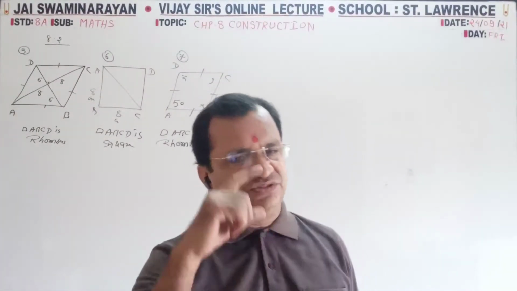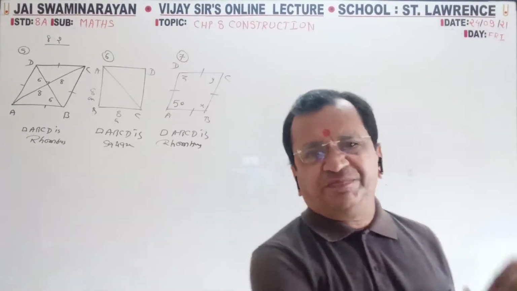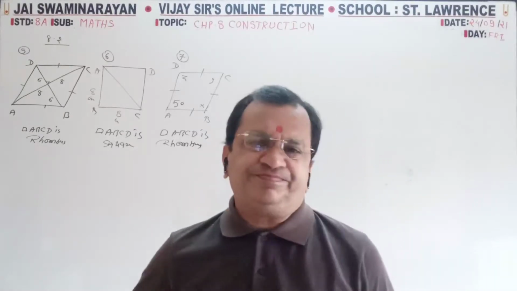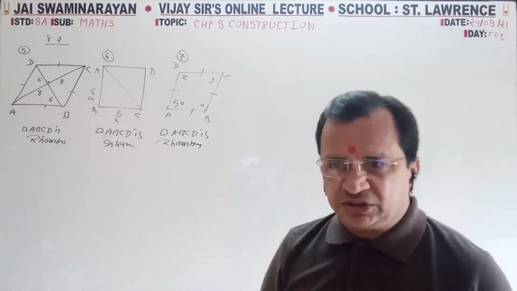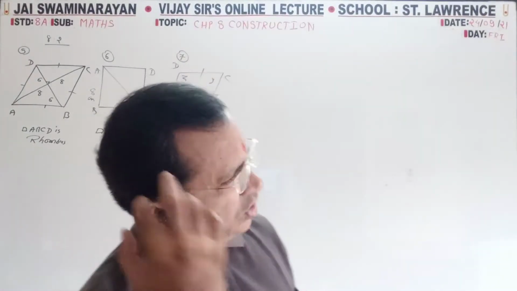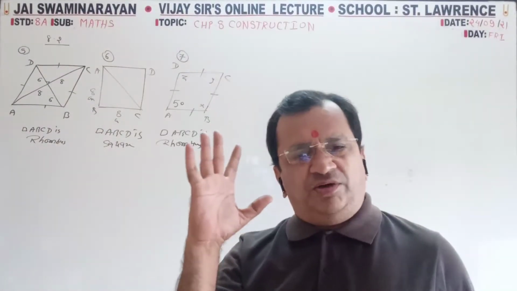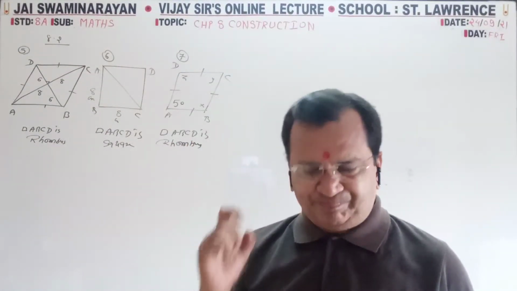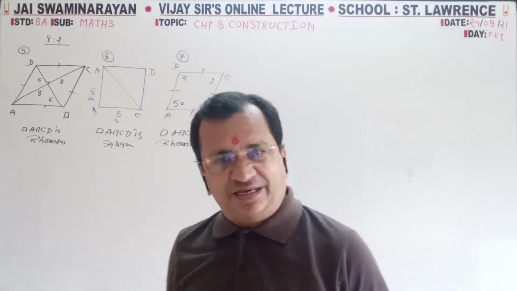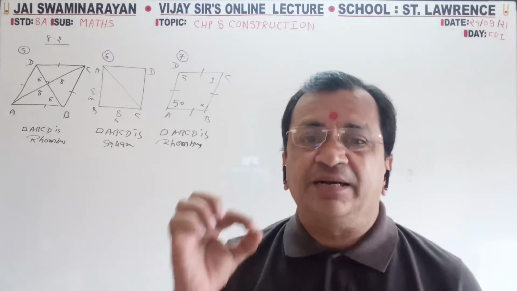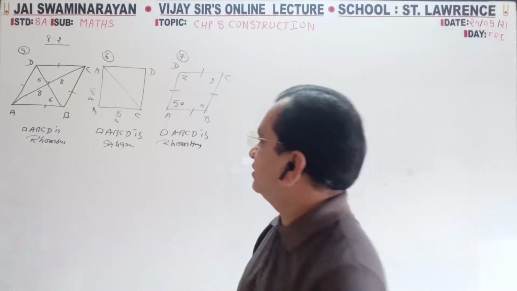8th maths class, chapter number 8, exercise number 8.2. Construction part we have done. Now, calculation part. For calculation, you must know all the properties of all types of quadrilaterals. For example, rhombus. What are the properties of a rhombus? All sides are equal. Opposite angles are equal. Diagonals are bisectors and perpendicular. You can say perpendicular bisector.